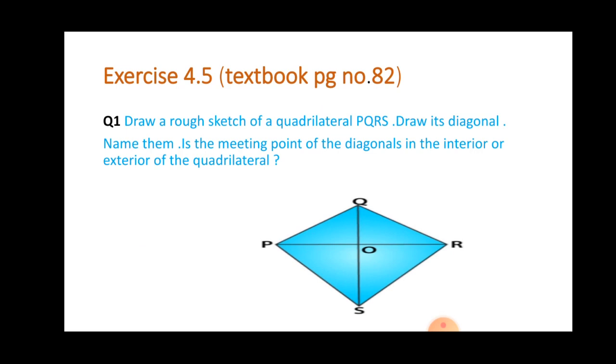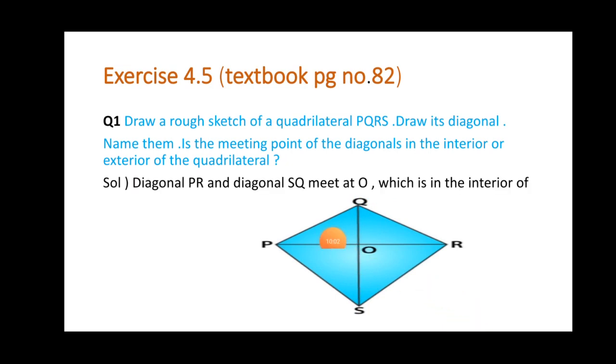So children, look at this figure that we have drawn. It is a rough figure of a quadrilateral, PQRS. Now we have drawn its diagonals by joining the two opposite vertices with a line segment. Look at vertex P, we have joined it with vertex R with a line segment, and we got the first diagonal. In the same manner, we have taken the other opposite vertices, vertex S with vertex Q, joined with a line segment, and we got another diagonal SQ.